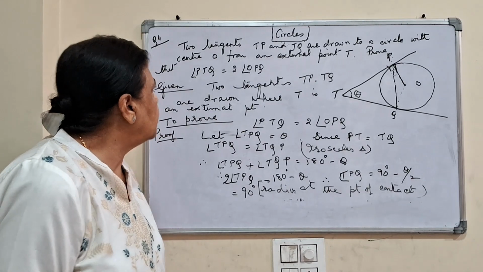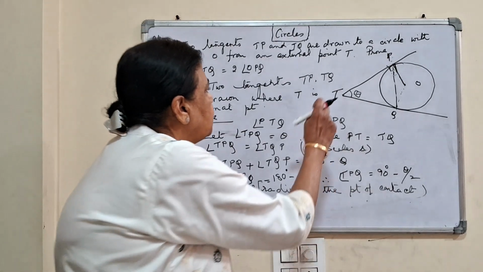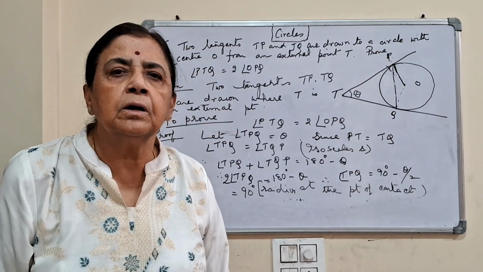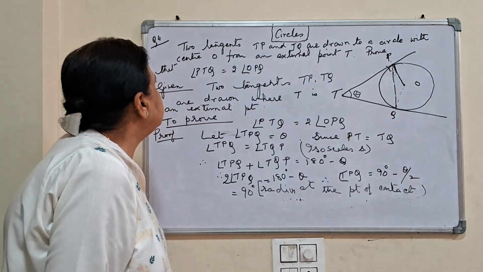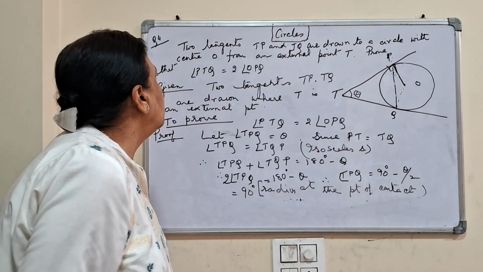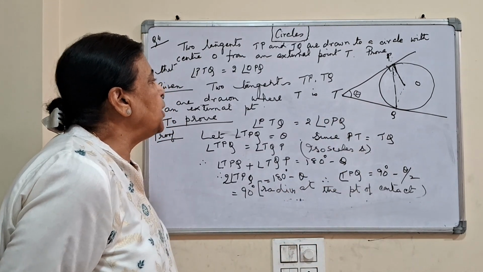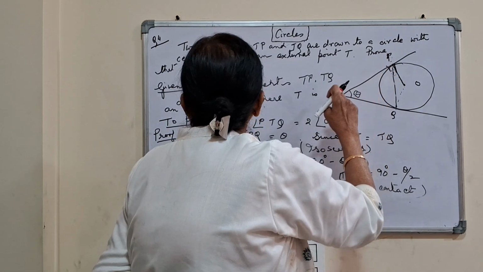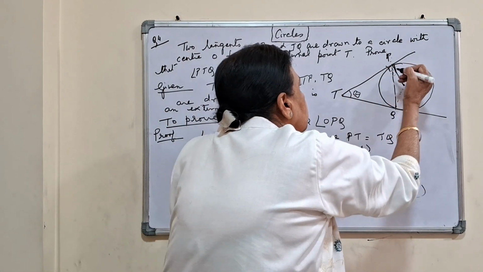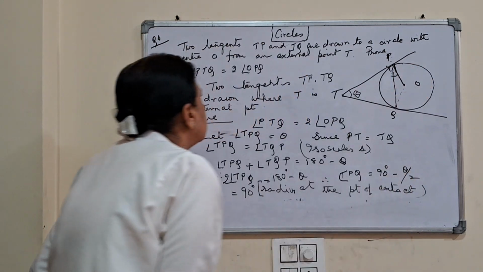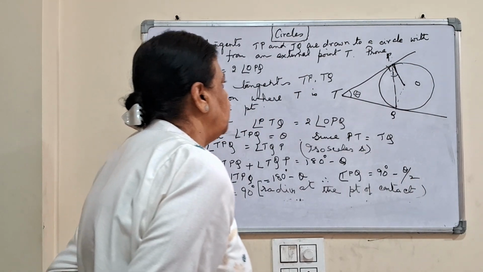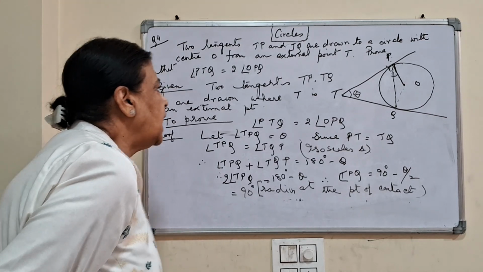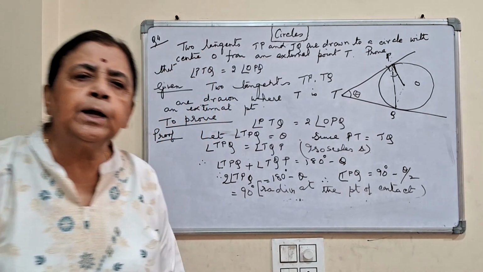Here, question number 4. Two tangents TP and TQ from the external point T are drawn to a circle with center O. Prove that angle PTQ is equal to twice the angle OPQ. Now, let the angle PTQ be theta.